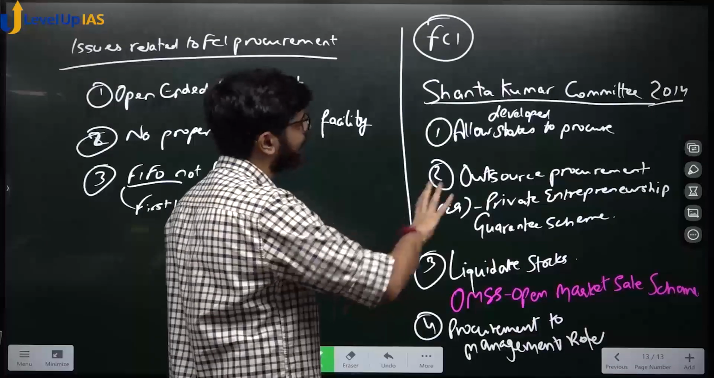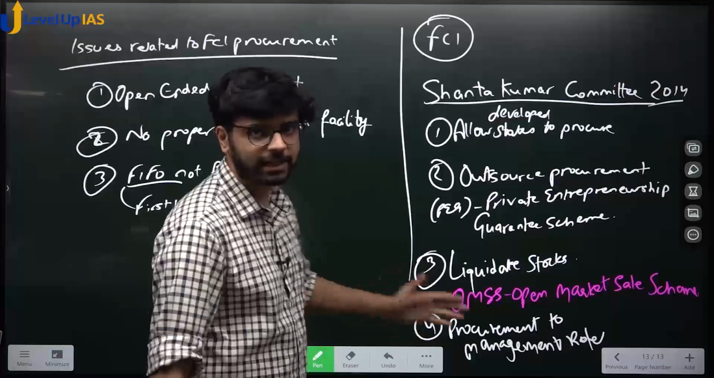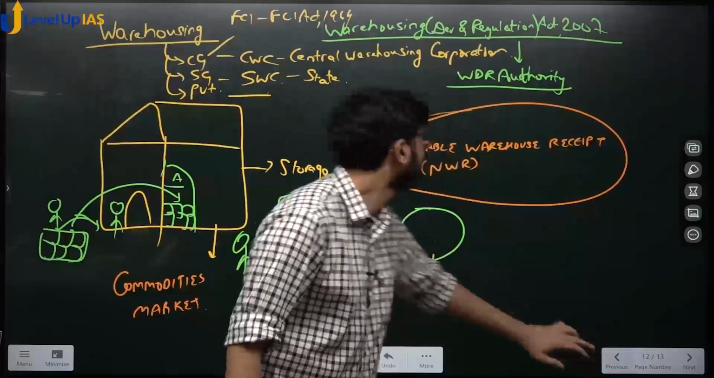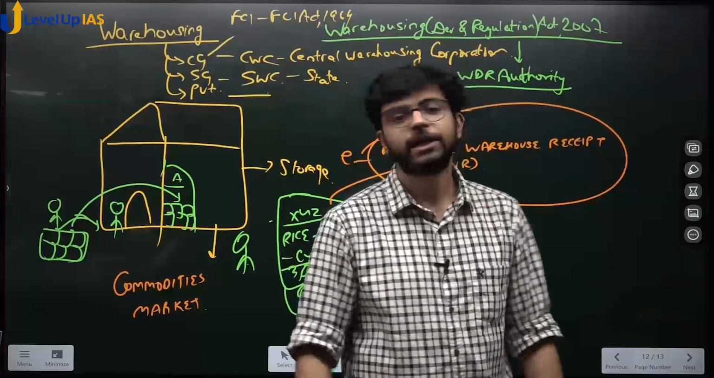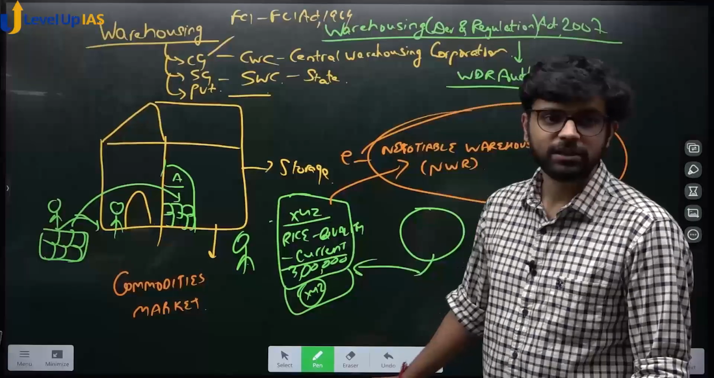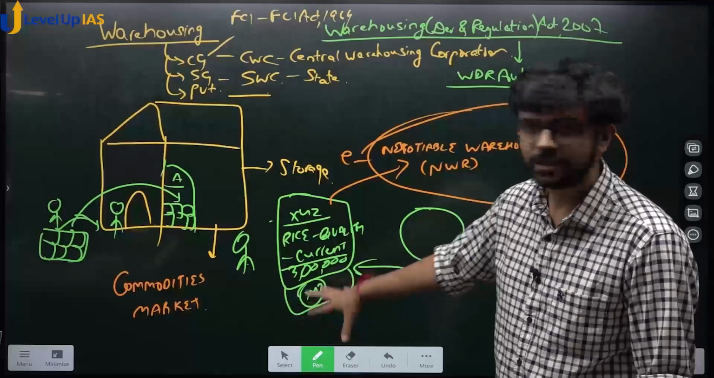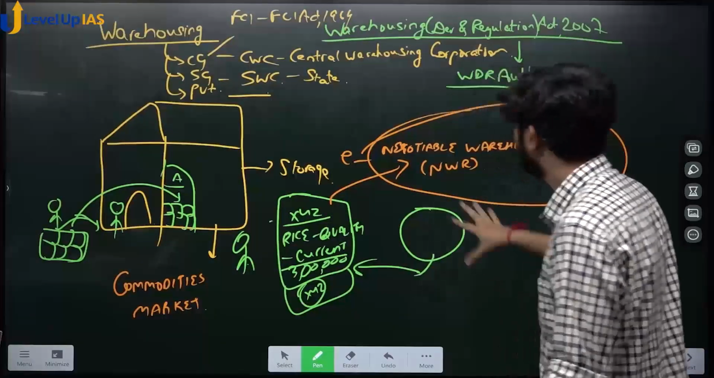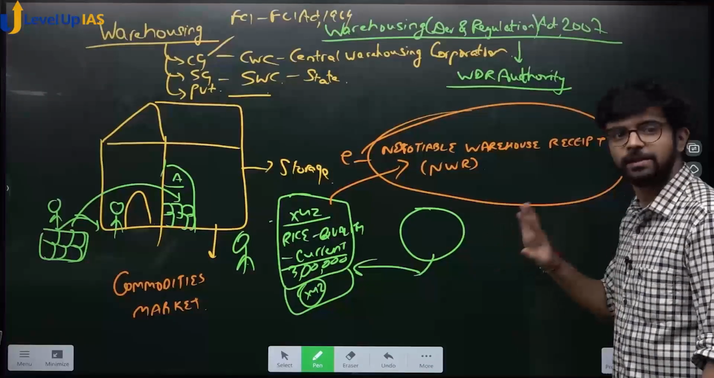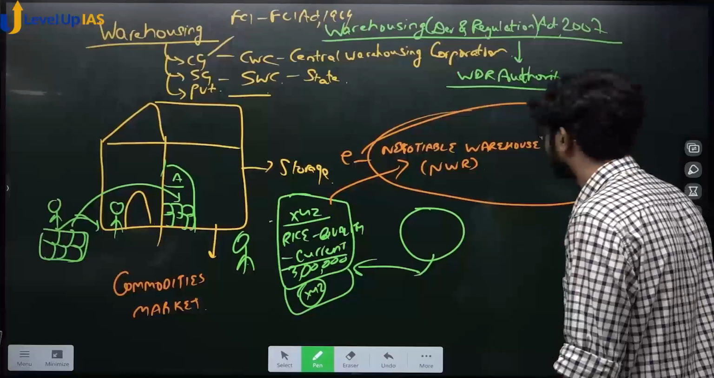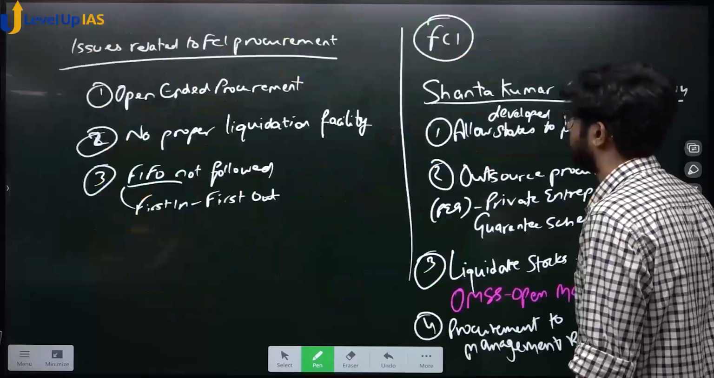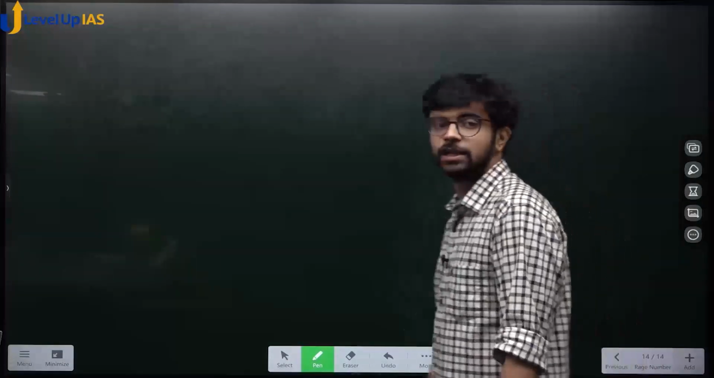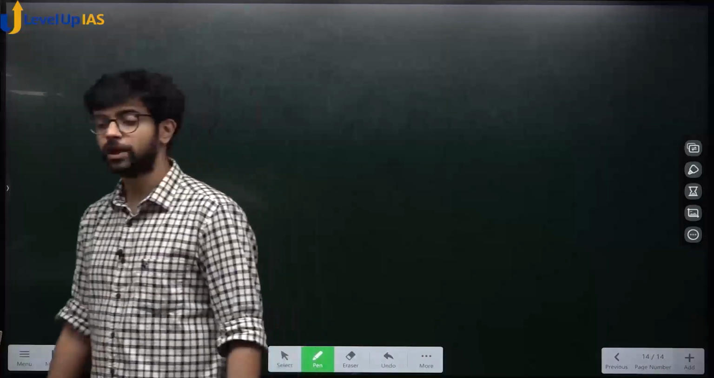See, this was actually a detour. FCI should not have come here, but since we are speaking about storage and FCI is a major part of storage, we spoke about it. Did you understand warehousing? Did you understand all of these, the commodities market, this E and WR? Did you understand what I said? Right? Food Corporation of India, storage. What are the types of storage we have?